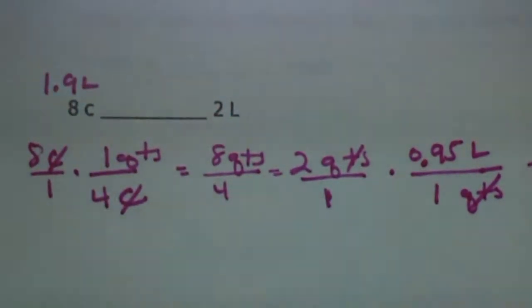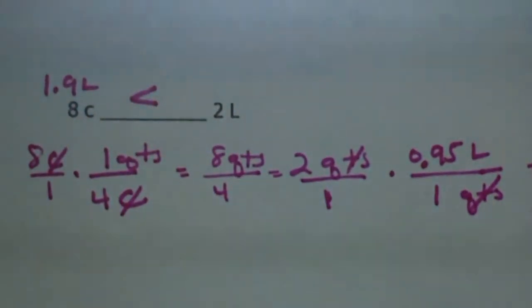Now that we're comparing liters to liters, it's pretty easy. 1.9 is less than 2. In the beginning, when you look and you see 8 and 2, you think, oh, it must be greater. But it's not 8 liters, it's 8 cups. All right, last one like this.